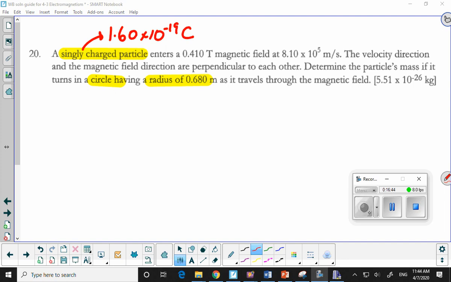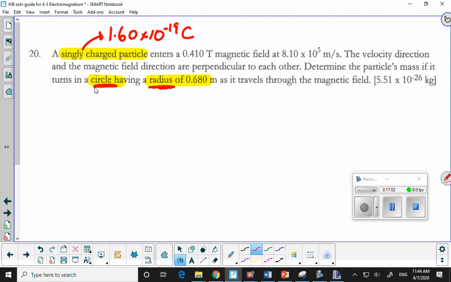The second is that they tell you, again, that we're thinking about it being in a circle. And sometimes they're not going to say the word circle, they're just going to give its radius of curvature. Remember that when a charged particle from yesterday enters a magnetic field, it goes into a circular trajectory.